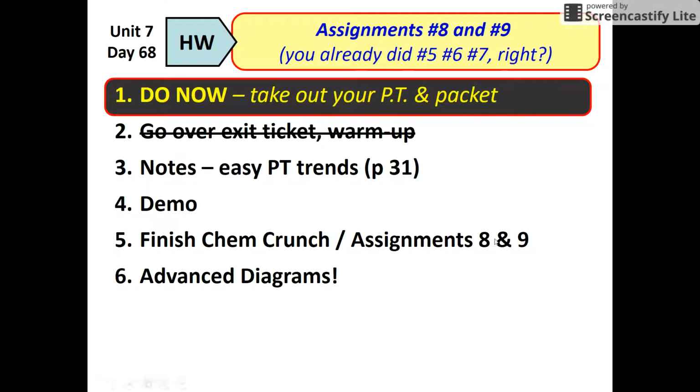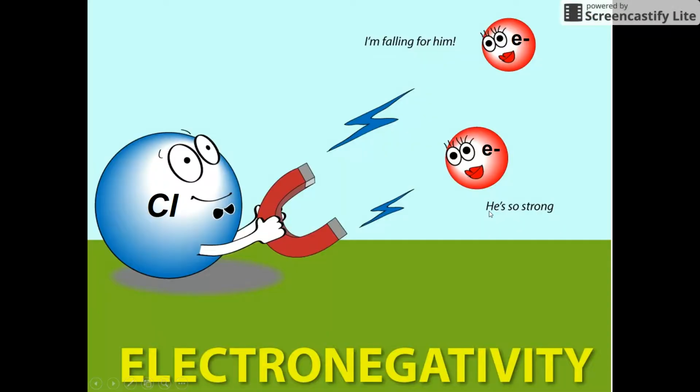This is Professor Smartycorn, and I'm going to review some things about the periodic table that you might have missed in class. Okay, first up, I just want to talk about two terms that we learned last class on the Chem Crunch day. Electronegativity. What is it?